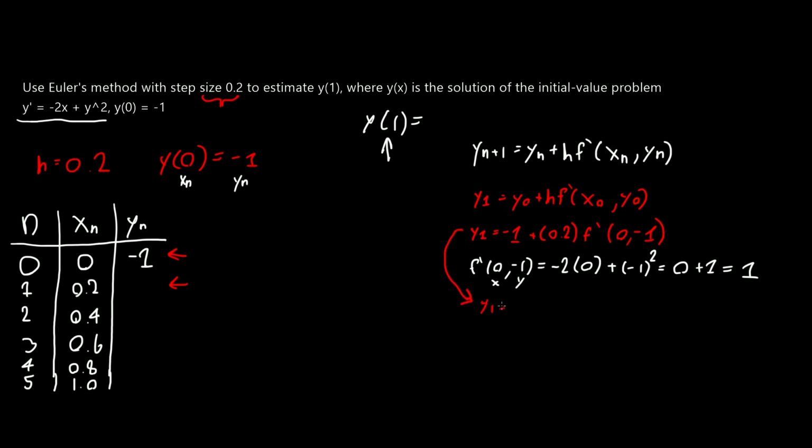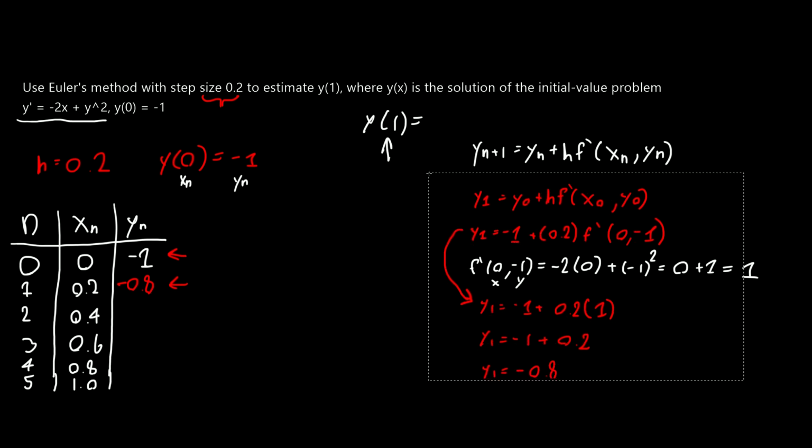So y sub 1 will equal negative 1 plus 0.2 multiplied by 1. So now you see that instead of writing f prime of all of this, I just ended up writing it as a 1 because that's what f prime equals. So now we're going to have y sub 1 equaling negative 1 plus 0.2. So y sub 1 will equal negative 0.8. So we can go ahead and write that under our y sub n for n equals 1. So negative 0.8. So now let me go ahead and delete this stuff and move on to n equals 2.